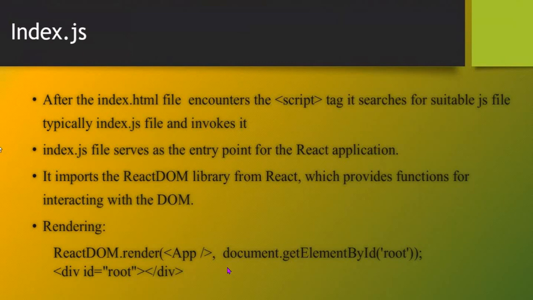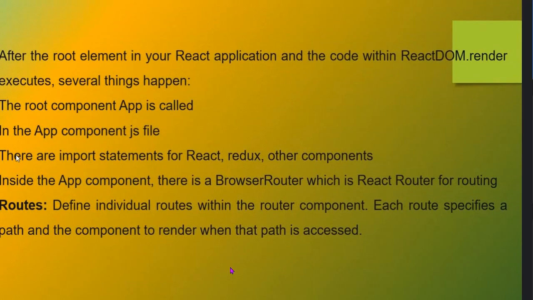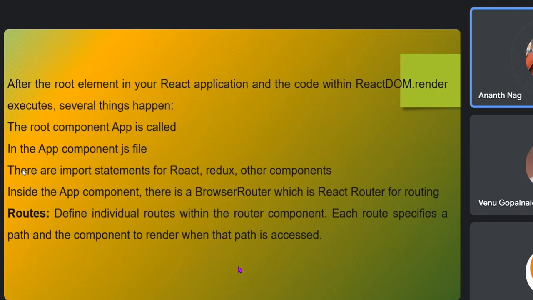Once index.js finds the root element, it goes into the HTML and executes it. Here we have the render method, ReactDOM.render, in which we have included the App component and the document element by root ID. After identifying the component, it goes to the corresponding App component. The App component is called the root component.